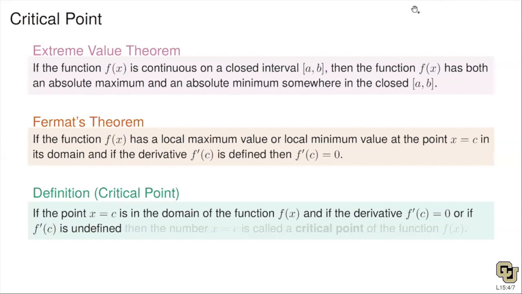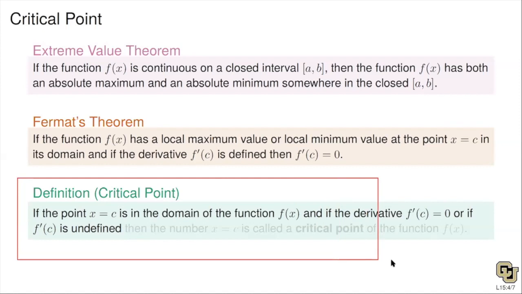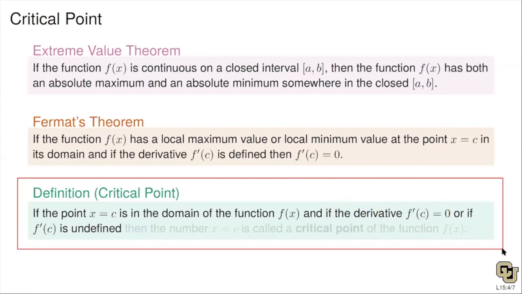But by way of review, I want to start by talking about the definition of a critical point. Regardless of whether we're trying to find absolute extrema or local extrema, in both cases it involves critical points. So if the point x equal to c is in the domain of f of x, and if f prime of c equals 0, or if f prime of c is undefined, then the number x equal to c is called a critical point of the function f of x.